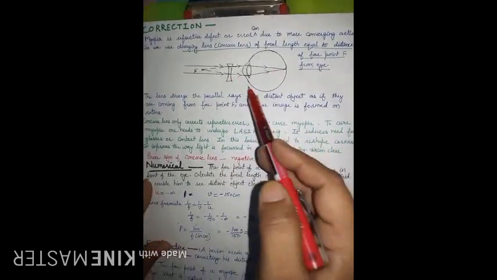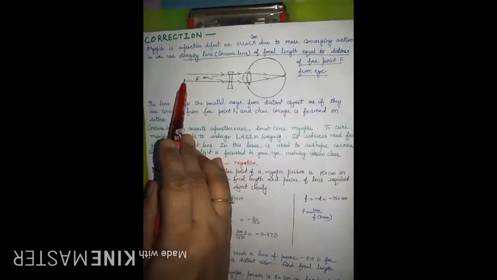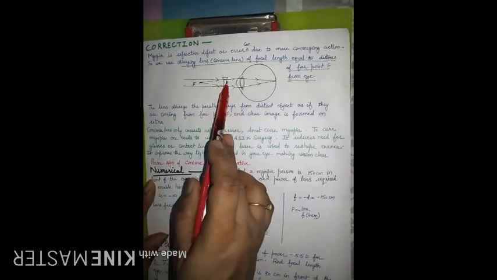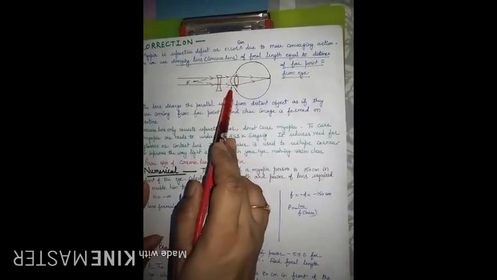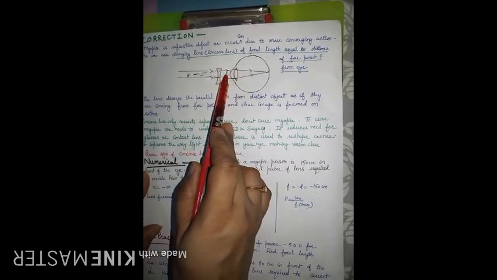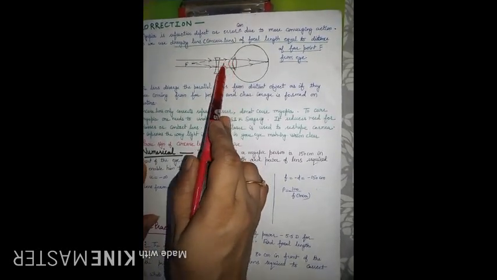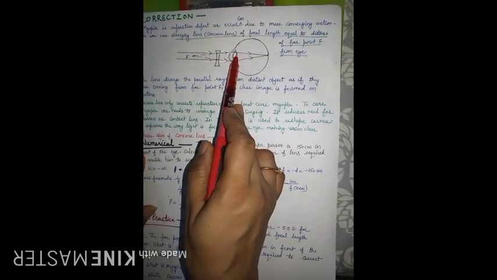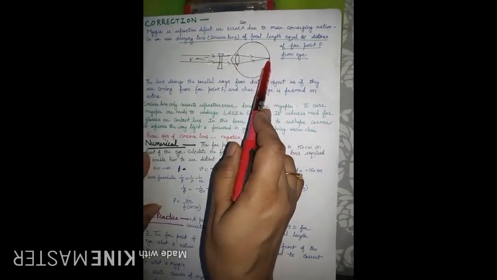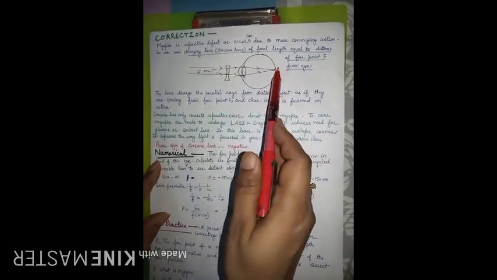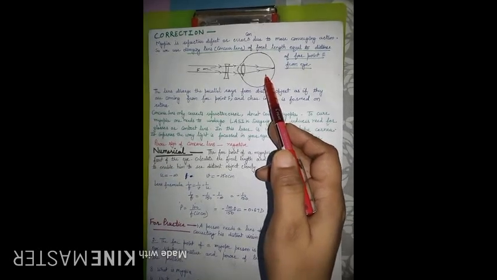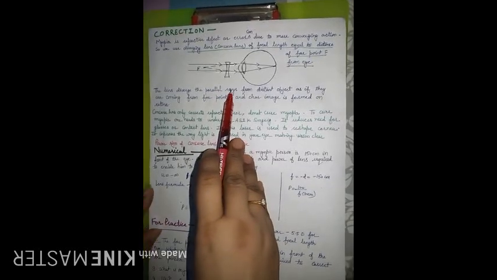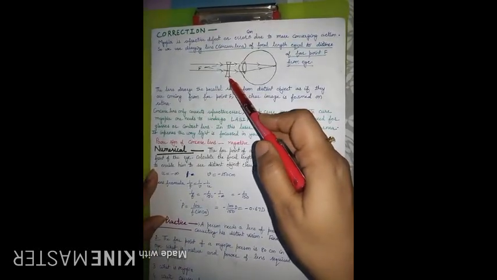What will happen in this diagram if we explain? Object is kept at infinity, parallel rays will come, diverging action of lens will be there. Rays will not follow this straight line path, they will be slightly diverged. And this lens will give its own refraction and finally we will be able to get the image. So if a person is suffering from myopia, then spectacles used by that person must consist of concave lens.